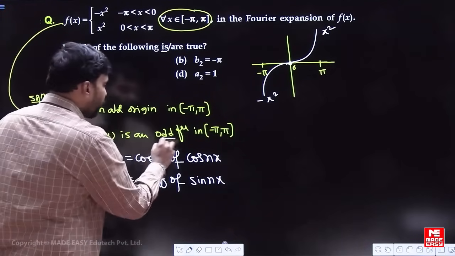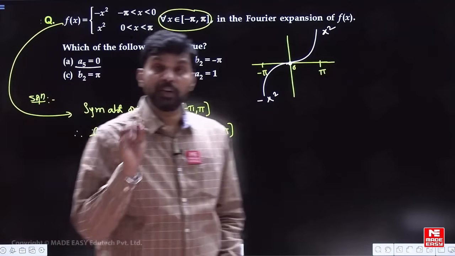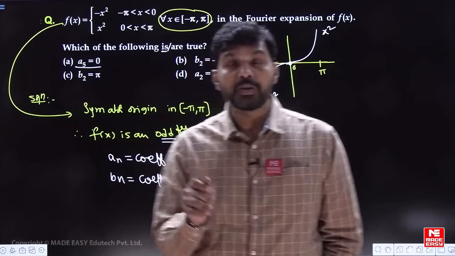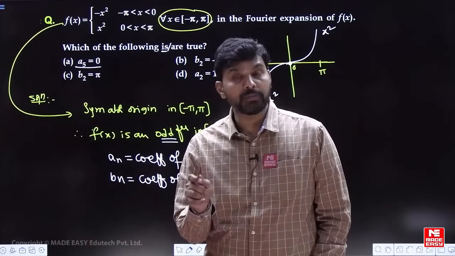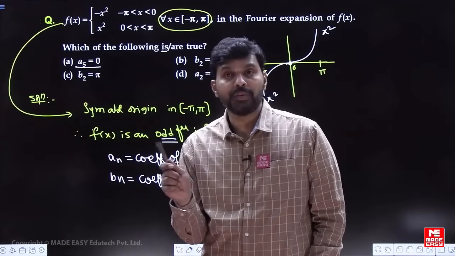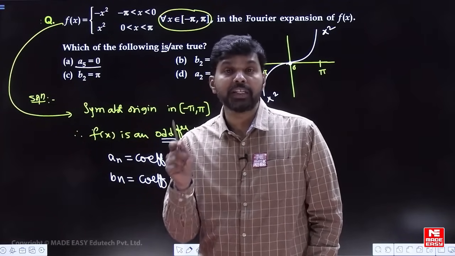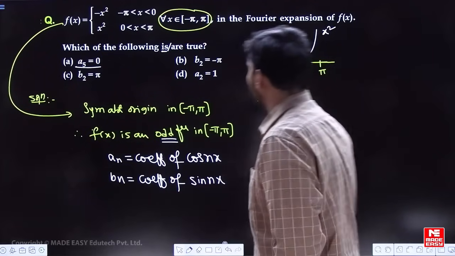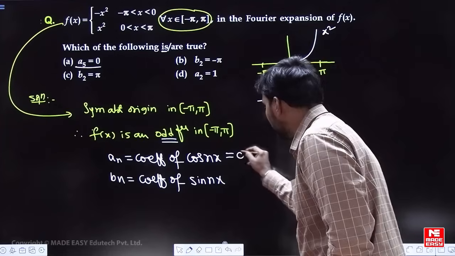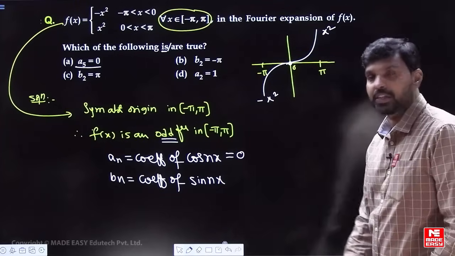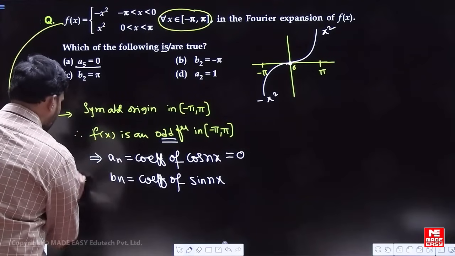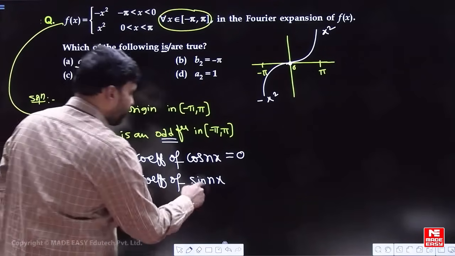But since it is an odd function, only sine terms you will be getting, so there will not be any cosine terms, because you know the cosine function is an even function. So in the Fourier series we cannot have the cosine terms when it is an odd function. Therefore I can say an is equal to 0. So this implies that an is equal to 0, and bn is the coefficient of sin nx.